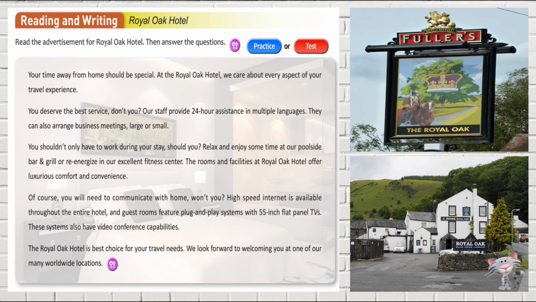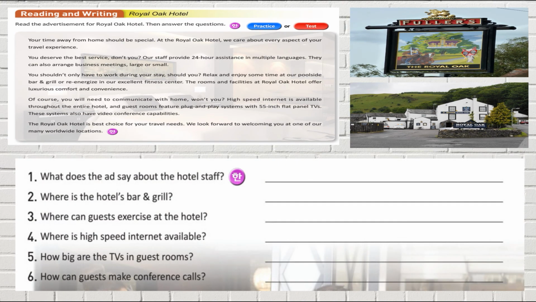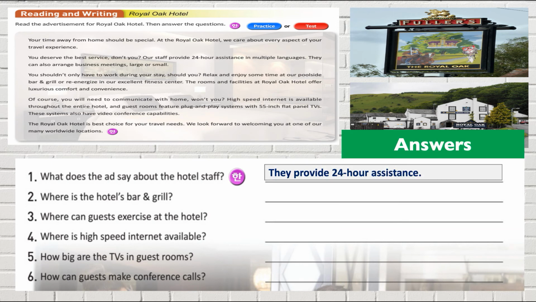Wow. It's a very, very well written advertisement. So next, obviously, we're going to ask the questions. So Yonghi, I'll ask the questions. You have the answers? All right, so number 1. What does the ad say about the hotel staff? They provide 24-hour assistance in multiple languages. Yes. Okay. Oh, even better, Yonghi. You said in multiple languages. But that's good. And where is the hotel's bar and grill?